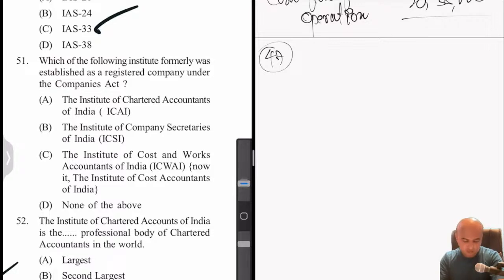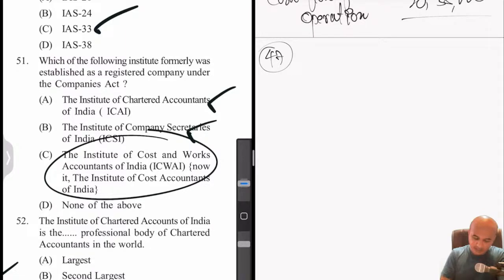Next, moving on to question number 51. Which of the following institutes was formerly established as a registered company under the Companies Act? This again is a very interesting question. So obviously not ICAI nor ICSI. It was the Institute of Cost and Works Accountants of India. Now of course it is known as the Institute of Cost Accountants of India, ICAI. There also ICAI. In fact, there was a court battle between the Institute of Chartered Accountants of India and the Institute of Cost Accountants of India. So finally I think ICAI, the Chartered Accountants Institute, won the case.